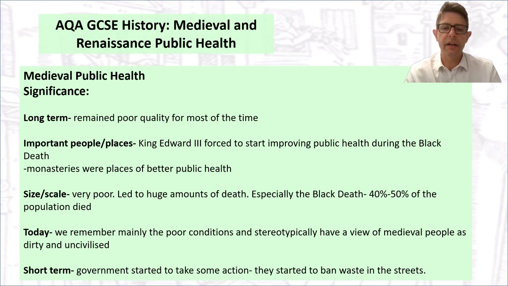So with the size and scale, public health was very poor. It led to huge numbers of deaths. 40–50% of the population died during the Black Death, which suggests the poor quality of public health. Today, we remember mainly the poor conditions and stereotypically that medieval people were dirty and uncivilized and everything was unclean, therefore diseases spread easily. So it suggests poor significance to public health in this time.